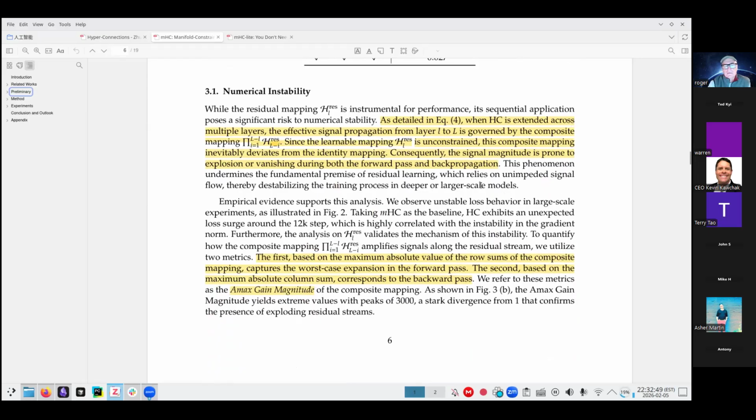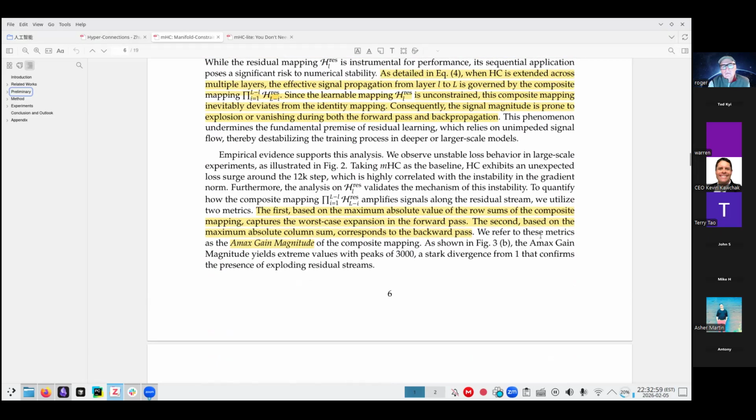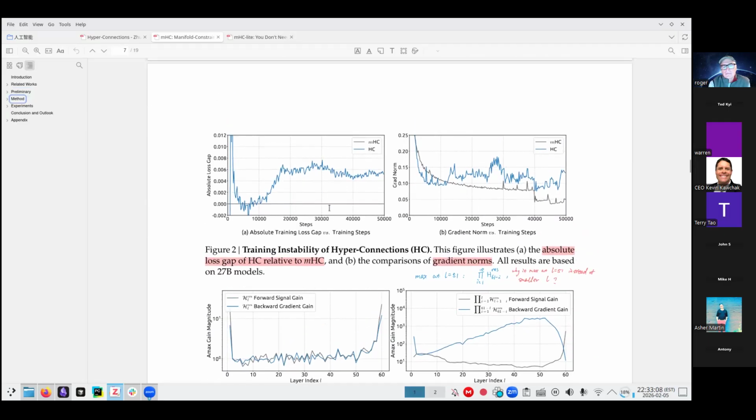Instability. They then investigate the numerical instability of HC, first based on the loss value. I think they just show it from the graphs. They use mHC as the base, and they draw the HC absolute loss gap, just showing that HC is not stable here.